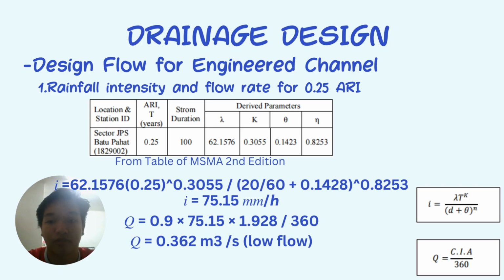Next, we will calculate the rainfall intensity and flow rate for 0.25 ARI, which is for 3 months. From the MSMA second edition, we can get the derived parameters, which is the lambda, k, theta, and the Manning coefficient. Next, we will use the intensity formula to get the intensity of the rainfall, which is 75.15 millimeter per hour. Next, we can use it to calculate the flow rate by using Q equals CIA over 360, and we can get 0.362 meter cube per second.